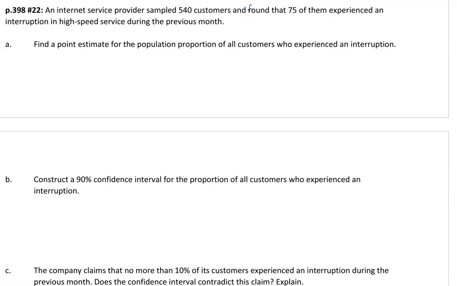We don't know what happened with all the customers. We only have our sample. So our point estimate comes from our sample. It's the sample proportion. So again, that's going to be some part out of a total. In this case, that would be 75 out of our total of 540 sampled customers. And that comes out to about 0.139. And as always, I don't mind if you write those as percents.